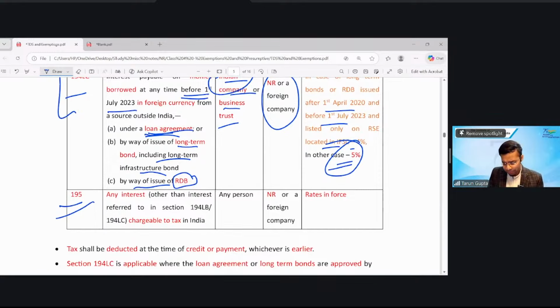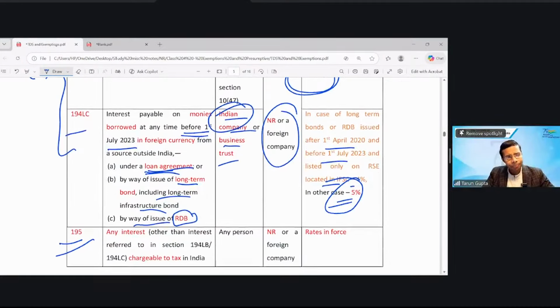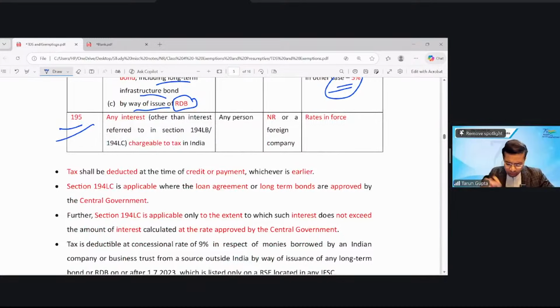Section 195 shall be applicable. It might happen that a non-resident receives a refund of income tax from the Indian government and also receives interest on such refund. Then this interest shall be subject to TDS under section 195 only, because it's not taxable under section 194LB or LC. Okay, very simple examples.